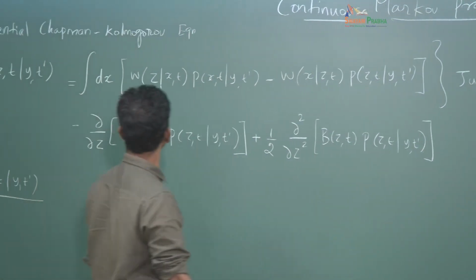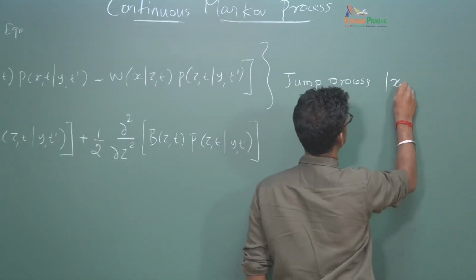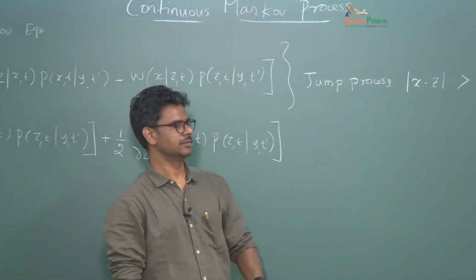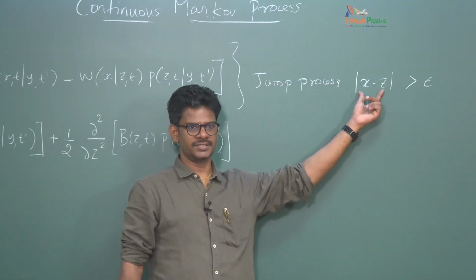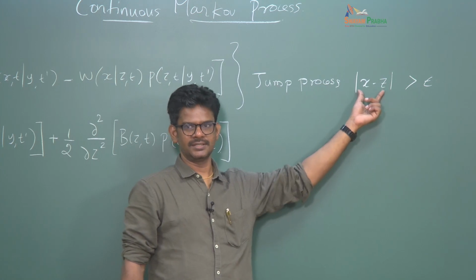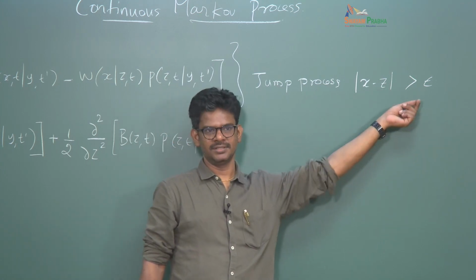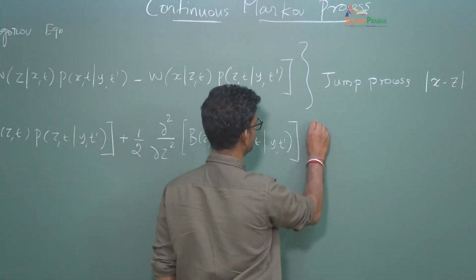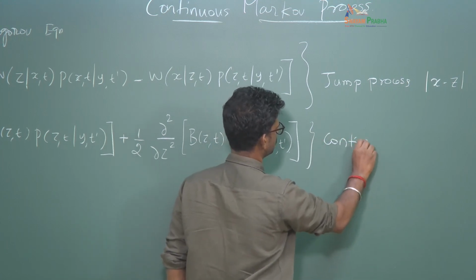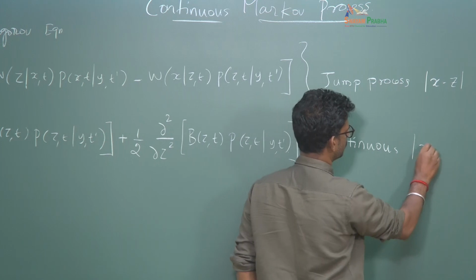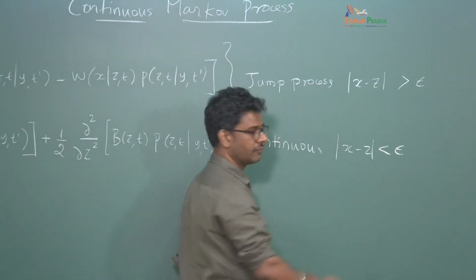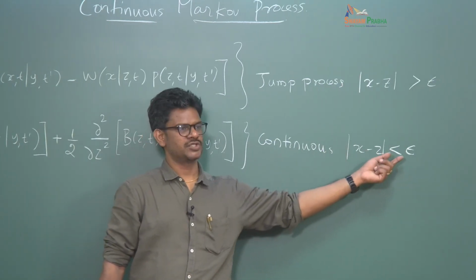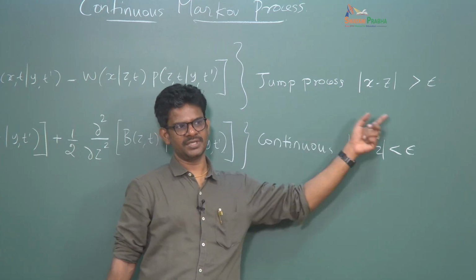Okay, where the difference between the current state and the next state, that displacement can be much larger than an infinitesimal value of epsilon. Okay. Whereas in the case of the continuous case, we have this kind of condition, that the change in the state between two time points is much smaller than some infinitesimal limit. So, we can treat them as a continuous process.